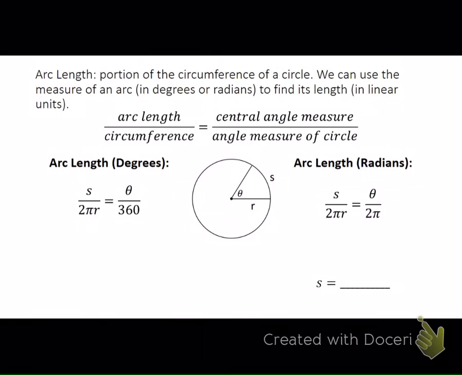All right, so what is arc length? Arc length is a proportion of the circumference of a circle. We can use the measure of an arc in degrees or radians to find its length. It's linear units.